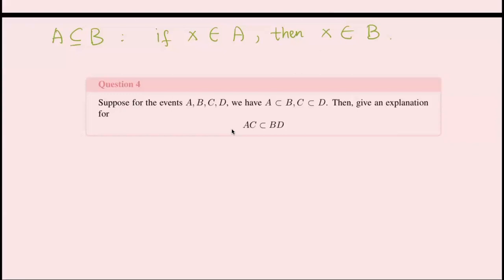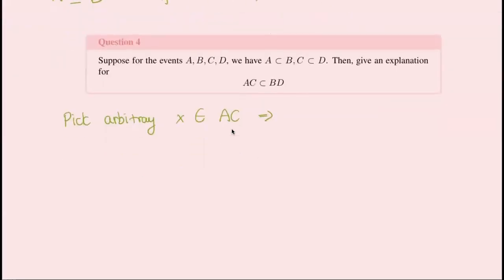Yeah. So I will leave you time to think about it. What you should start with is, let's say, pick arbitrary x in AC, and then you will see what it means for x to be in AC, and then through a bunch of steps, finally you will reach that x is in BD. And it would be the end of your explanation. So I will give you some time to think about it and I will pick it up.